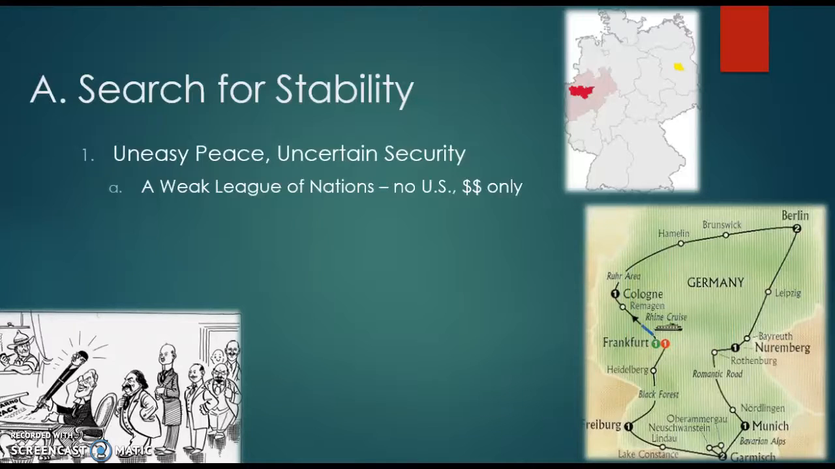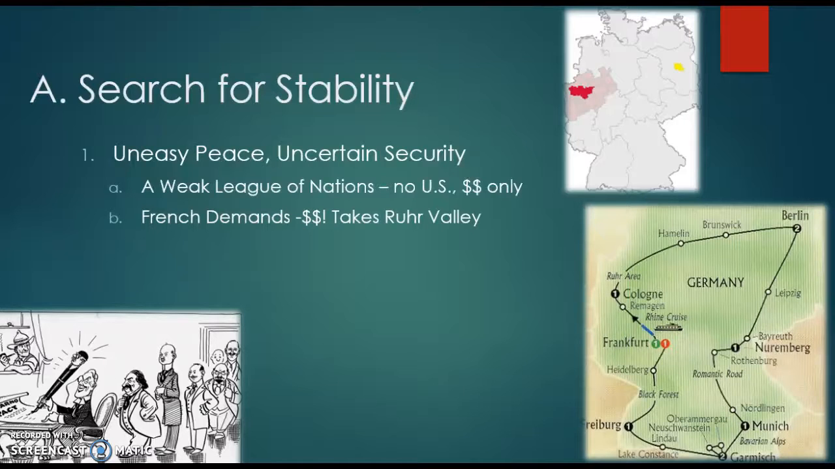One problem was the failure of the United States to even join the League. Most Americans didn't want to be involved in European affairs. The U.S. Senate, despite Wilson's wishes, refused to ratify or approve the Treaty of Versailles, and that meant the United States couldn't be a member of the League of Nations, which automatically weakened the organization's effectiveness. Furthermore, the League could only use economic sanctions, not military force, to stop aggression.